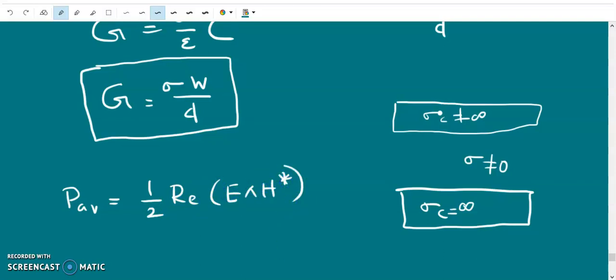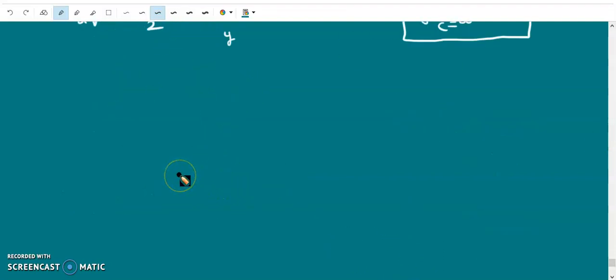So here we have already seen that the electric field is along the y direction and the magnetic field is along the x direction. So E cross H star is y cross x. So that is along the negative z direction. So that means the Poynting vector is along the negative z direction. So if the electric field exists only in the y direction, then the average Poynting vector should have a z component only. So for the average Poynting vector or the power per unit area vector to have a y component, the electric field should have a non-vanishing axial component or z component.